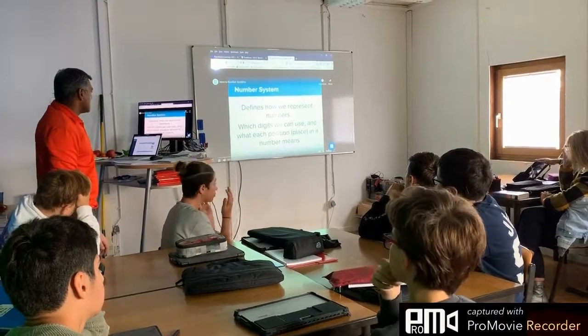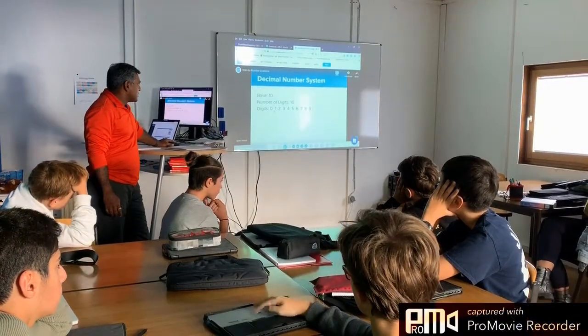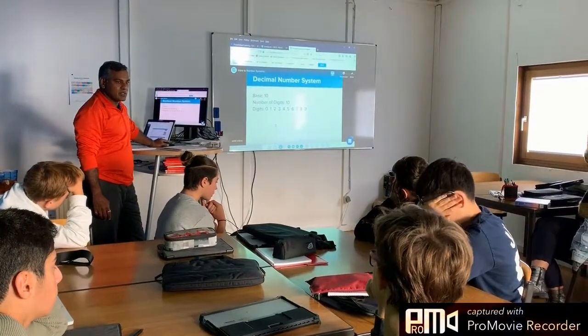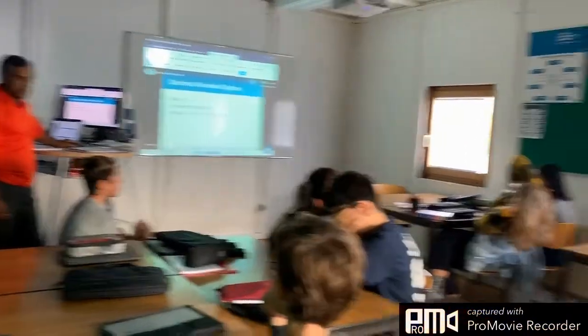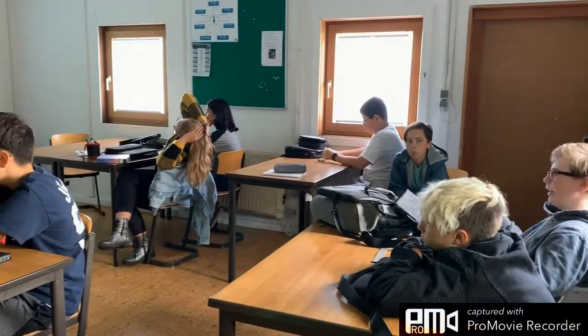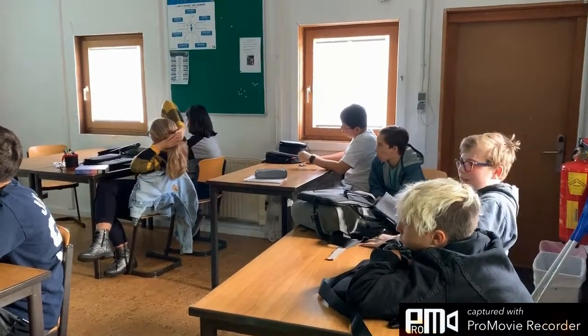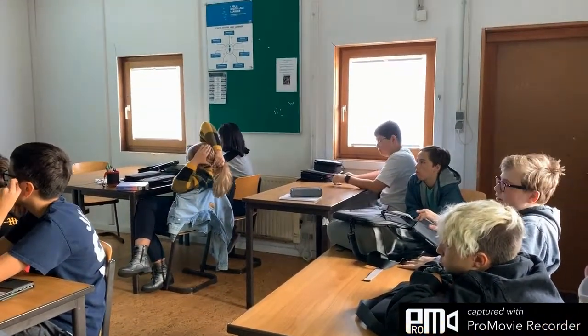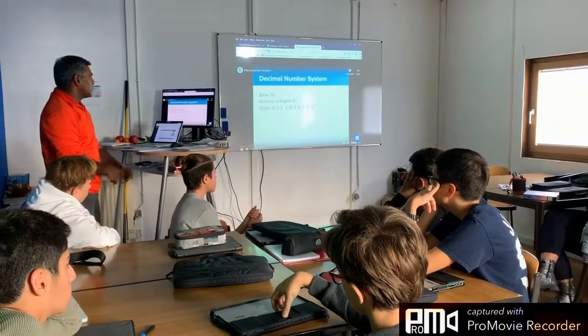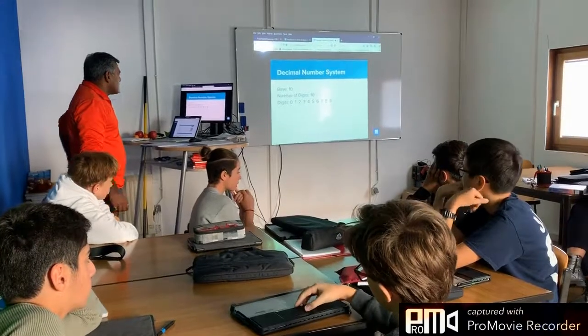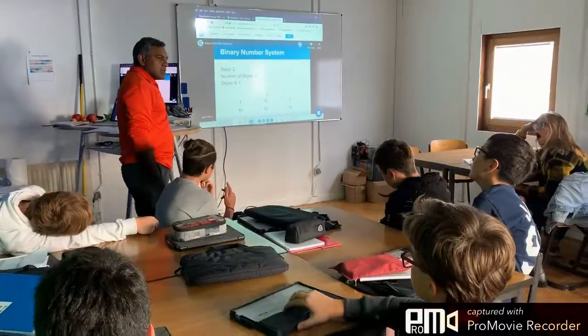So what is a number system? What does the number base mean? For decimal it is 10, right? It's the amount of numbers that you have in that system. That is the base. Look at the decimal number system: it has a base of 10. That means that we have 10 numbers.